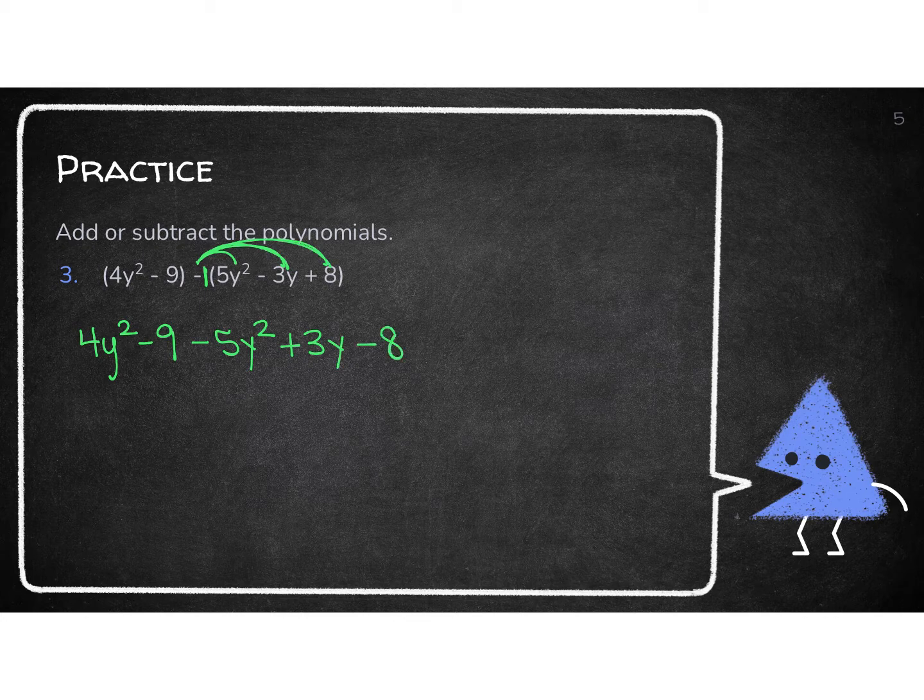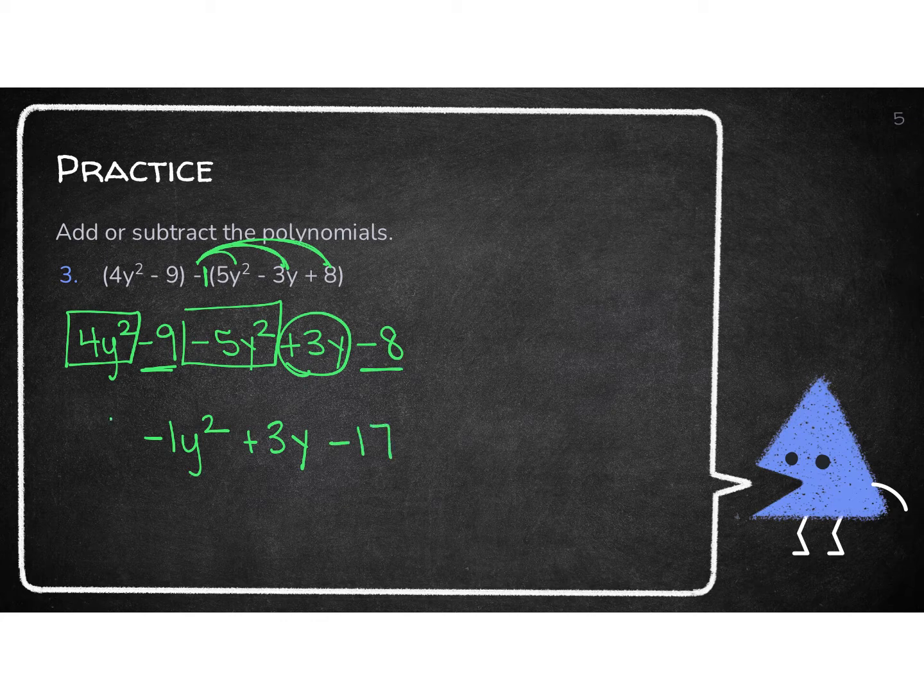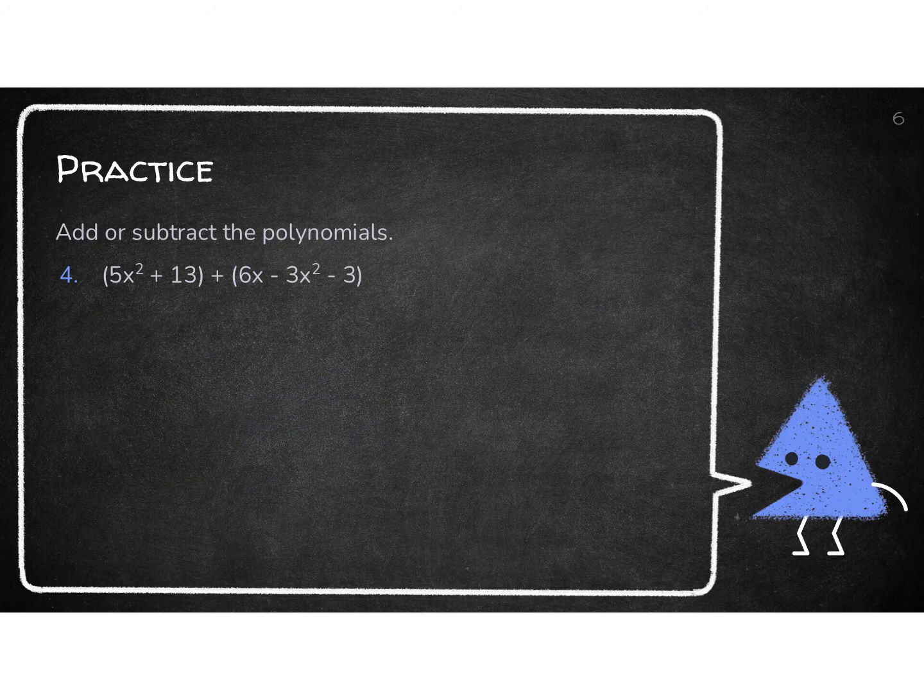Now I can combine my like terms. So I have a 4y squared minus a 5y squared. So I'm going to get negative 1y squared. I have a positive 3y that I don't need to combine with anything, so I'm just going to put plus 3y. And then I have my negative 9 minus 8. So negative 9 minus 8 is going to give me negative 17. One's a y squared, one's a y, and one doesn't have anything, so I can't put those together. So that's my answer, and I'm done.